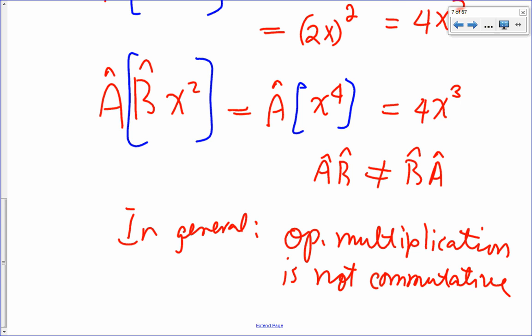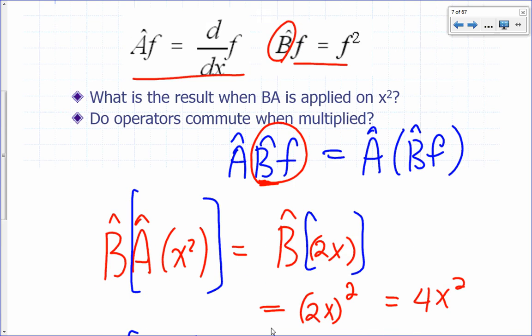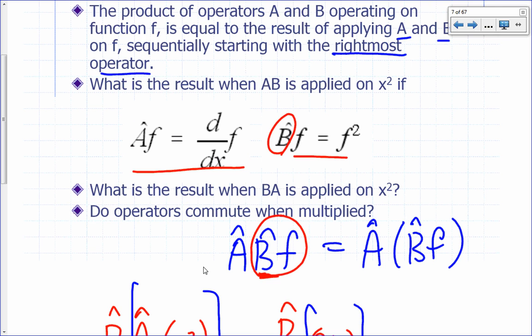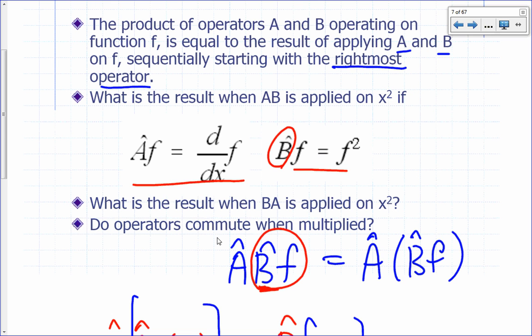But there are some cases where they do commute. And so we say there are some cases where the operators commute. In that case, that must be for any function. It doesn't mean that if they commute for one particular function, they will commute for every other function. So if you apply it to any function and they always give you the same result, then we say that the operators commute. But in general, when you multiply operators, they do not commute. It matters which order you do it in. That's why we're very precise when we define what it is. You start with the rightmost operator and go to the left, one at a time. That would be an exception, but it does happen. So operators do not commute in general.